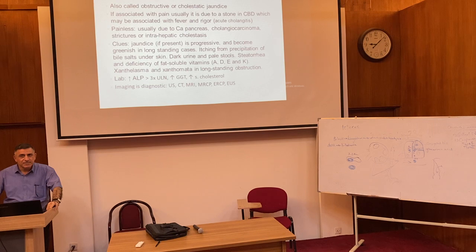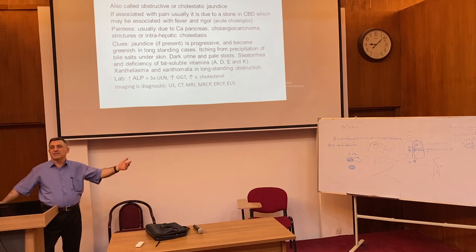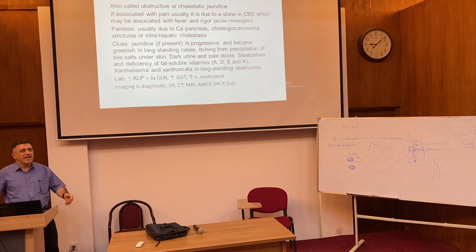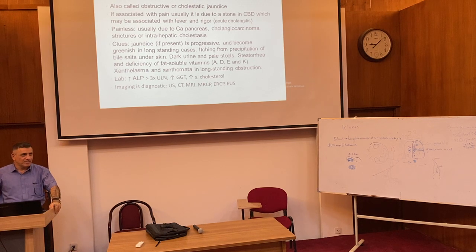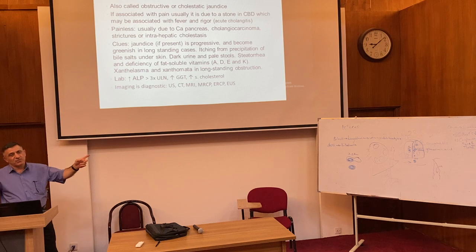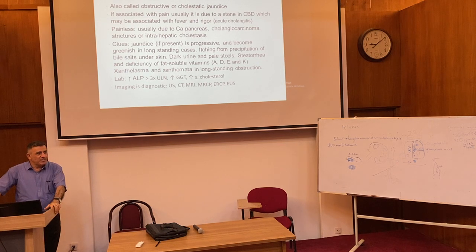Why? Because there is obstruction, the bile does not reach the intestine, so urobilinogen is not formed, and there is no stercobilinogen or stercobilin. The stool becomes clay colored. The pigment is important: because there is no urobilinogen to become stercobilinogen or stercobilin, the stool will become pale in color, while urine will be dark.